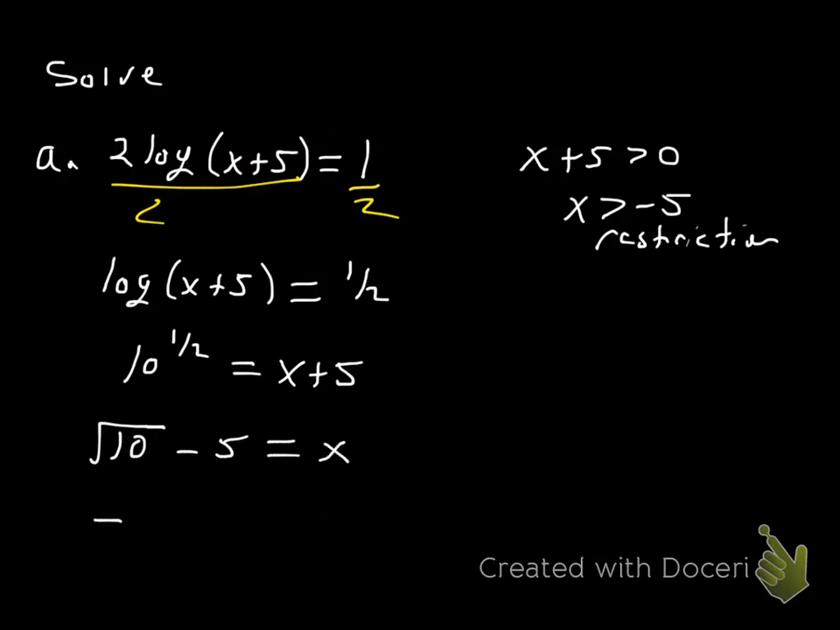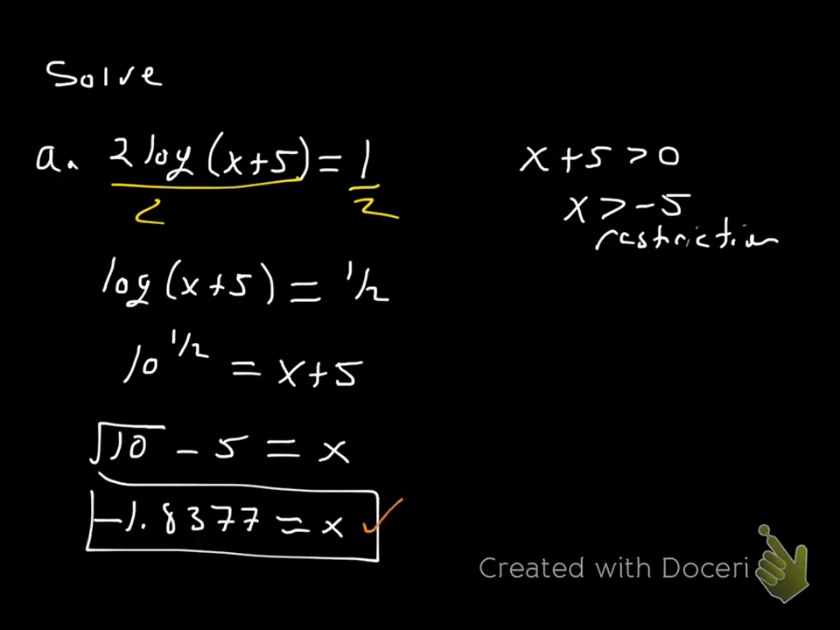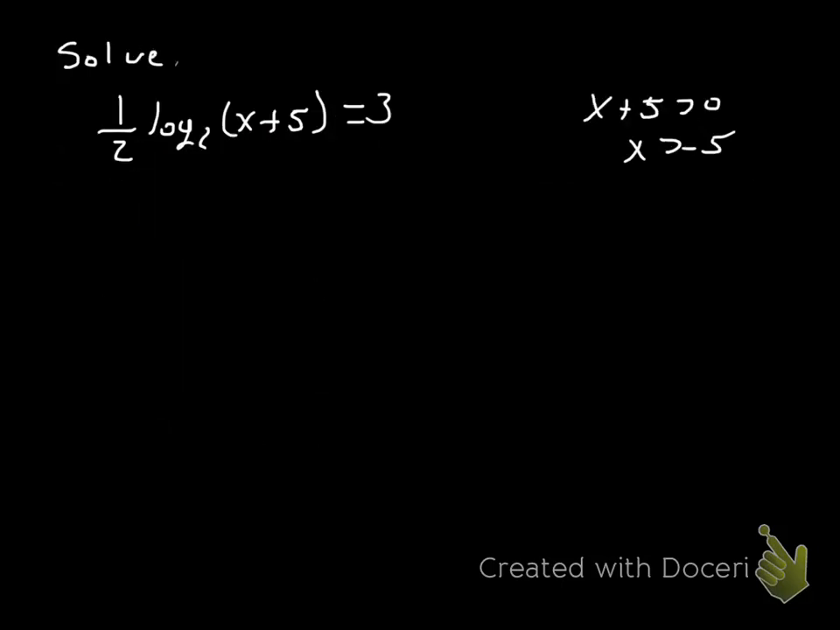If we want to check to make sure this is a valid solution, we see if it meets the restriction. So I need to do square root of 10 and then subtract 5 from it, and I get a negative number. That is larger than negative 5, so we've met our restriction, so it's okay. That's a good solution. Alright, let's look at another example here.